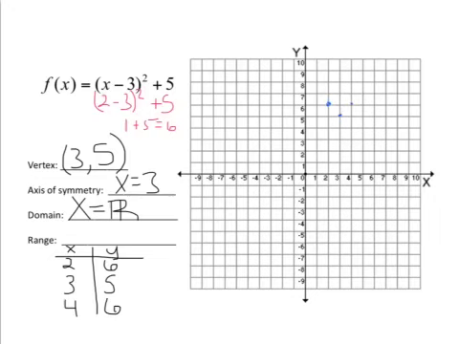So I got my 3 points. Connect the dots. I've got my parabola. And then my axis of symmetry, which is this guy right here. I can draw that. I'll draw it as a dashed line. That's usually how we do it.